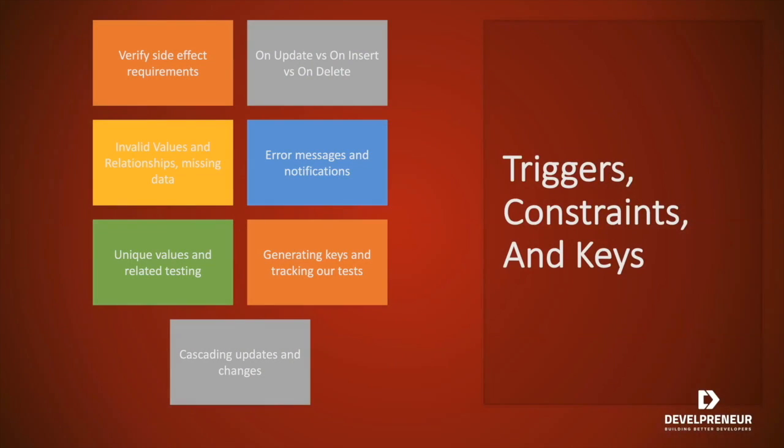Talk about triggers and constraints and keys. Triggers are basically going to be, if I update, delete, or insert a record, then here are some extra things that need to be done, which is usually cascading kind of functionality. So if I delete this record, I need to delete its related records.